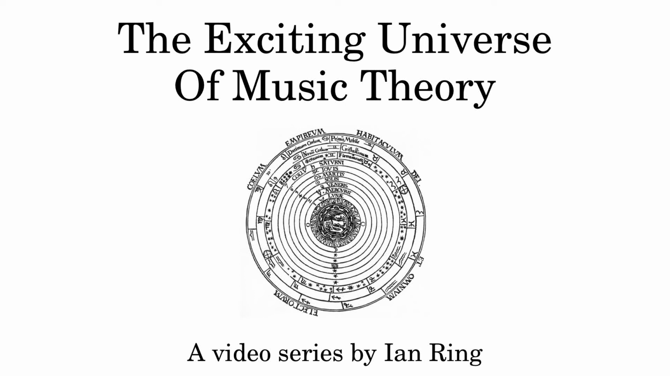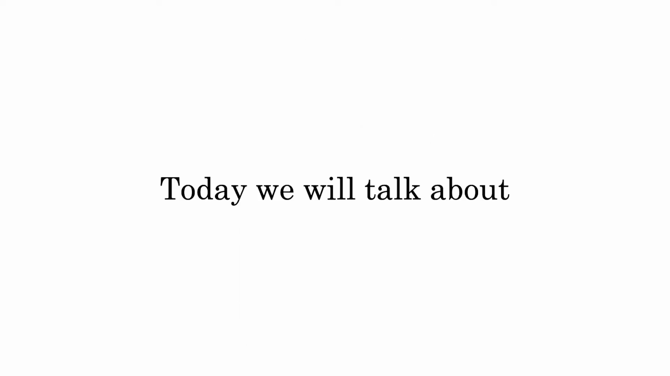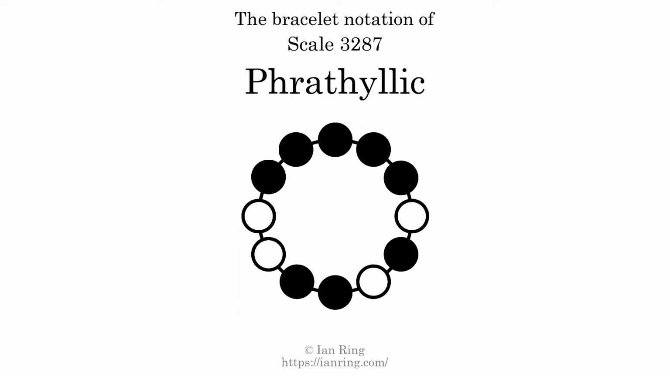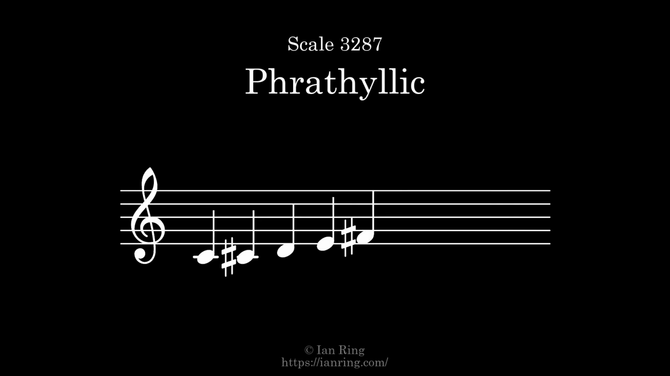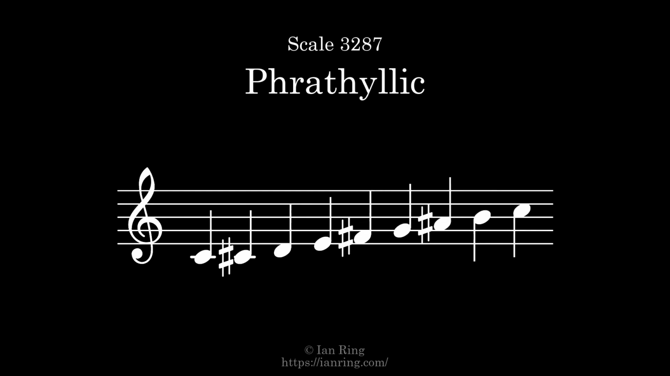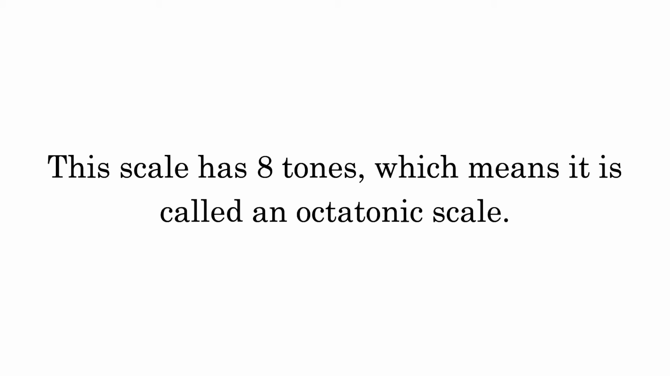Welcome to the exciting universe of music theory. Are you ready to learn? Then let's begin. Today we will talk about scale 3287, Phrathyllic, which sounds like this. This scale has 8 tones, which means it is called an octatonic scale.